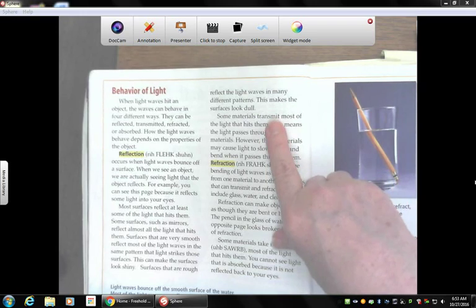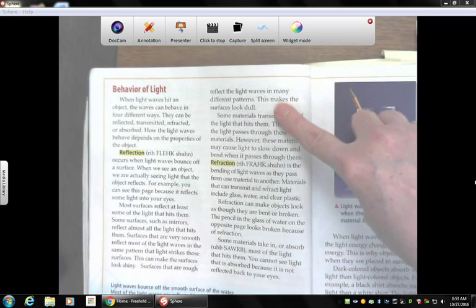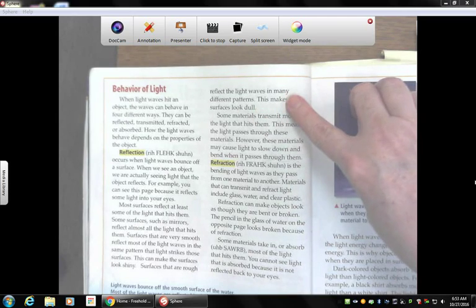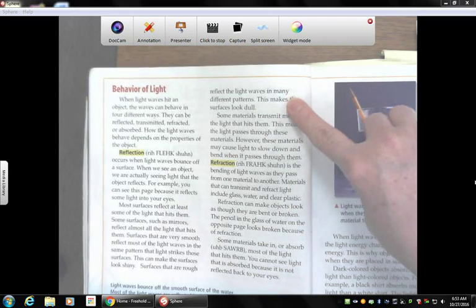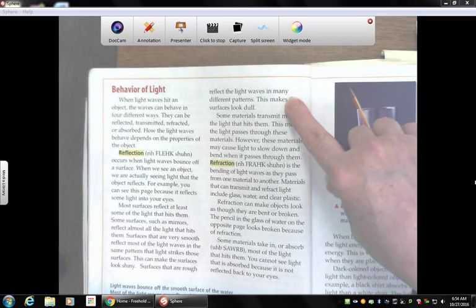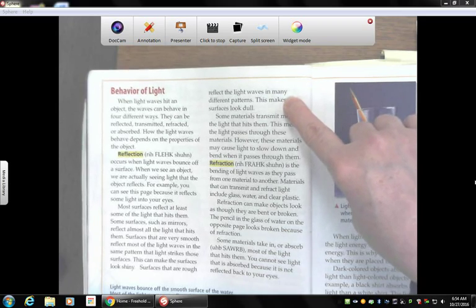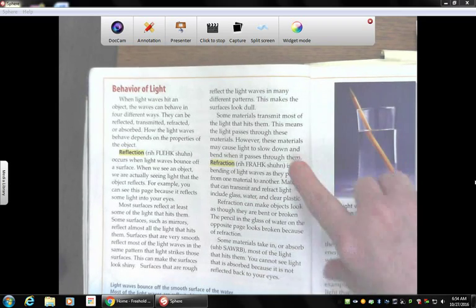So, for example, the carpet in our classroom is not a smooth surface, and that's why when the light hits it, it doesn't look shiny, it looks dull. On the other hand, if you take a close look at our whiteboard, it is a smooth surface, and that's why it has a shine to it.